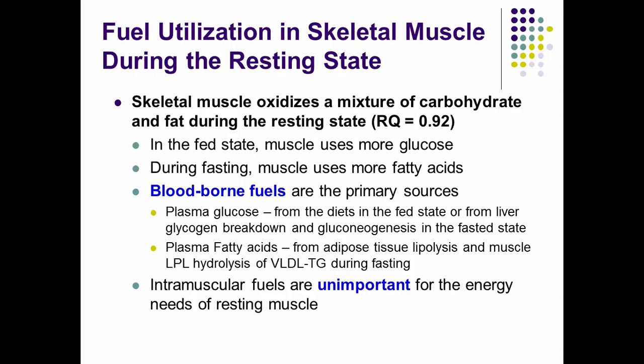But the muscle glycogen or intracellular triglyceride, muscle intracellular triglyceride, are not the important energy fuel during the resting condition, right? So again, in resting condition, muscle mostly utilizes the blood-borne fuels, which are initially from the diet or from the liver glycogen breakdown for glucose, or fatty acids released from the adipose tissue, but not much intracellular muscle glycogen and muscle intracellular triglyceride, right?